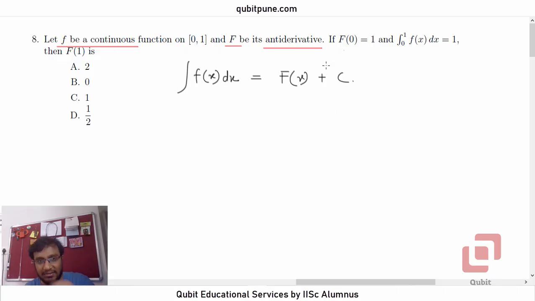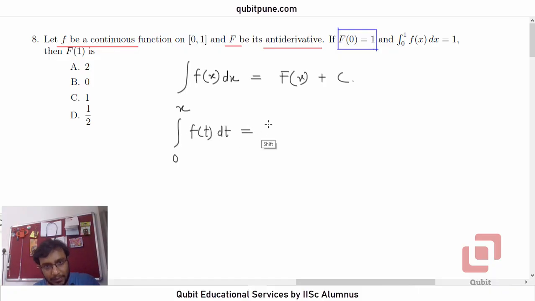They're saying F of 0 is 1. Now how are we going to incorporate this particular piece of information in our equation? That is where the fundamental theorem of integral calculus comes into play. We are going to say the integral from 0 to x of f of t dt. Now by definition, what will this be? This will be F of x minus F of 0. That's what we do when we wish to evaluate any definite integral, isn't it?